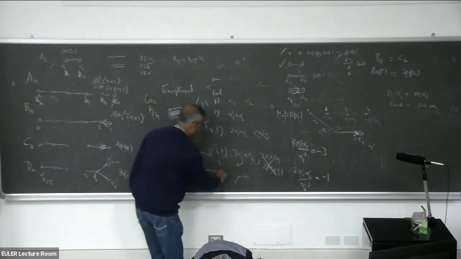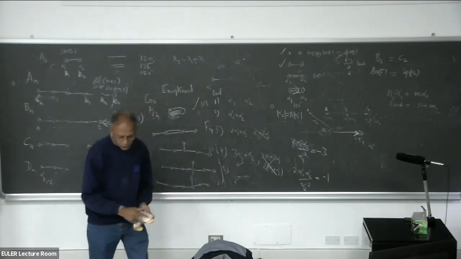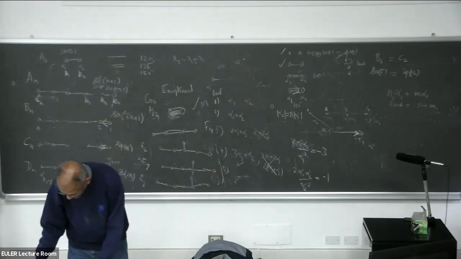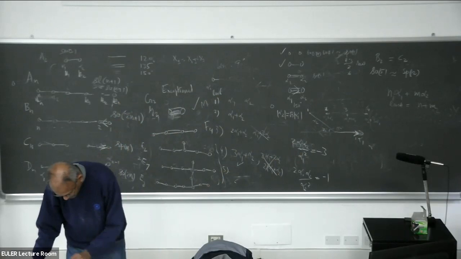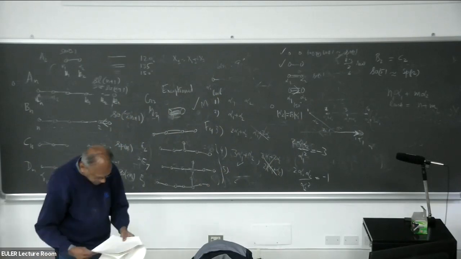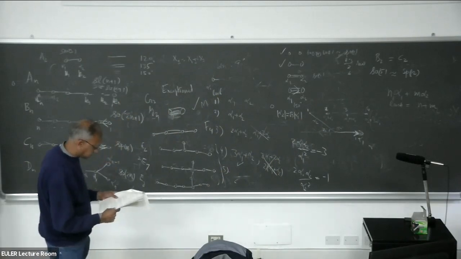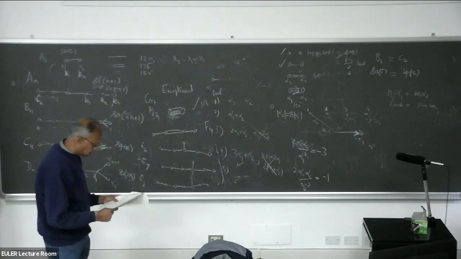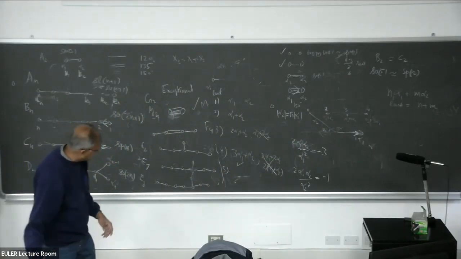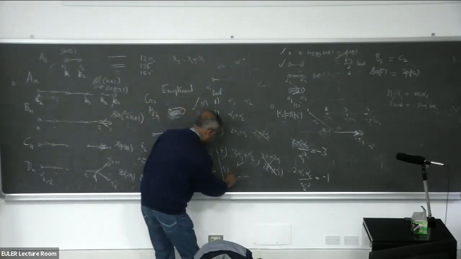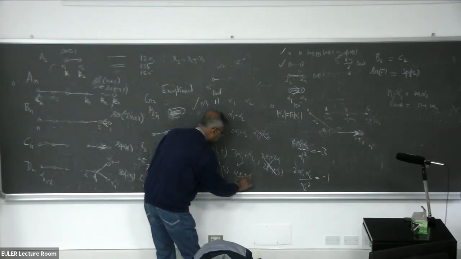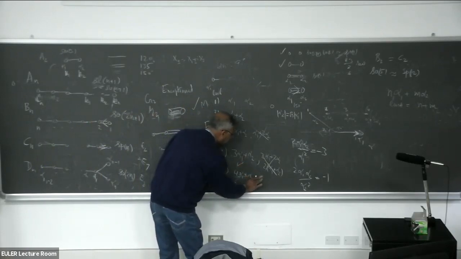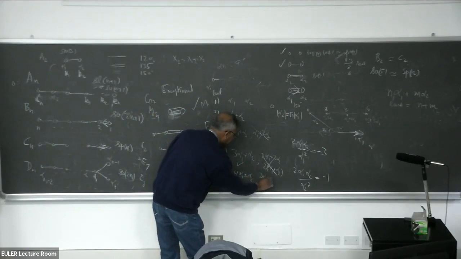Now, let's go to the 5th level. Let me see if I'm doing it right. So level 4 is just 3 alpha 1 plus alpha 2, correct? Yeah, so at level 5, we have 2 possibilities again to start with: 4 alpha 1 plus alpha 2, or 3 alpha 1 plus 2 alpha 2.